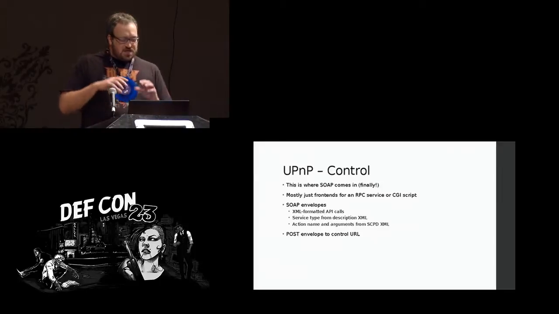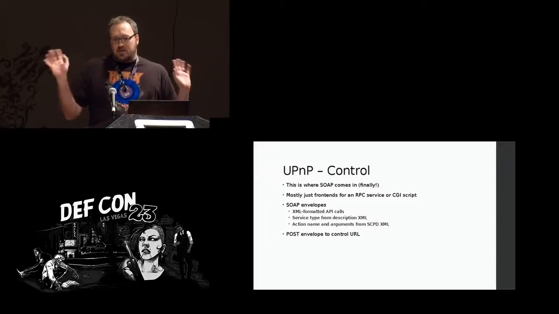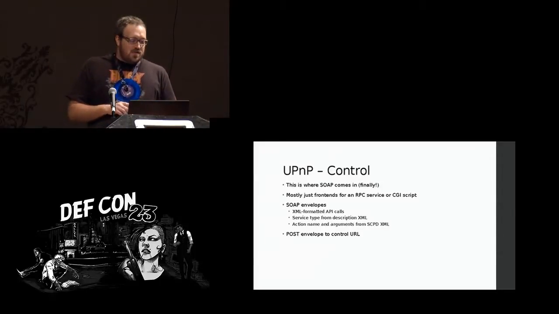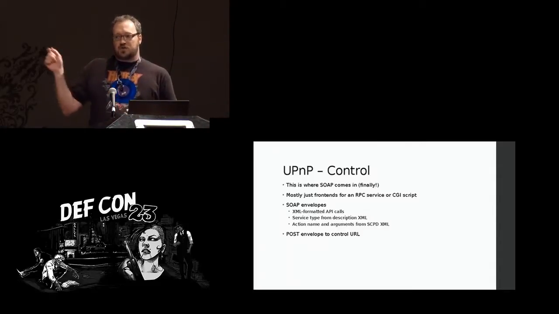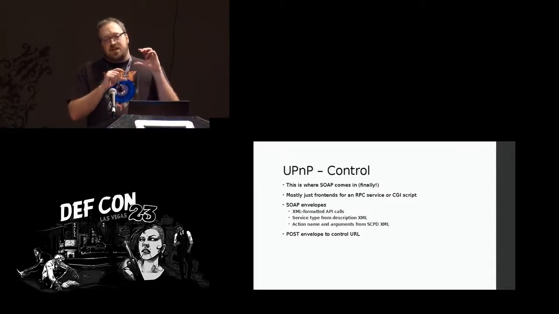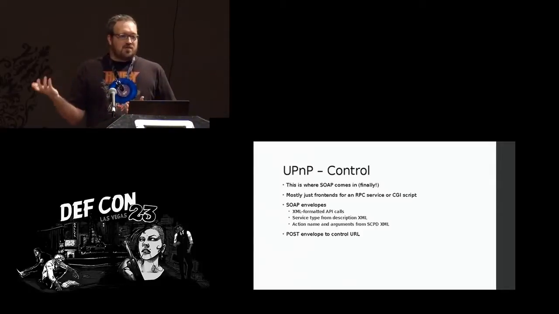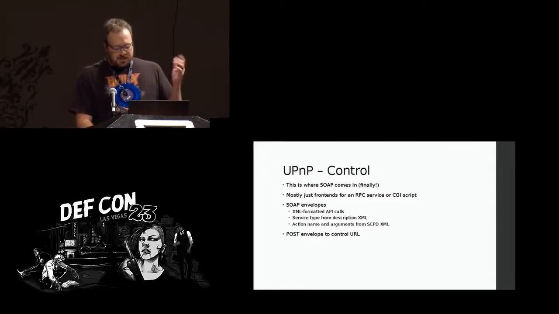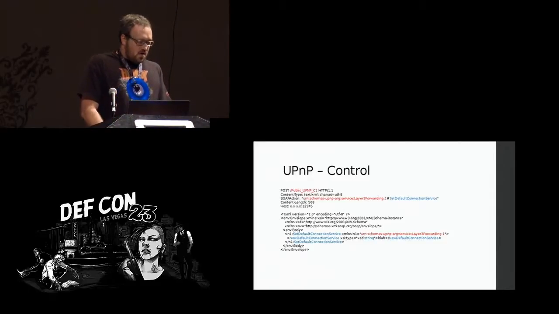The way SOAP works is, again, XML. Sound familiar? You form a POST request that you send to the control URL that we got in one of the previous steps. And the body of the POST request is going to be what's called a SOAP envelope, which is basically just an XML formatted API call that's going to have the action, the argument, and the type, and all that. Easy peasy. All right, what about this one?